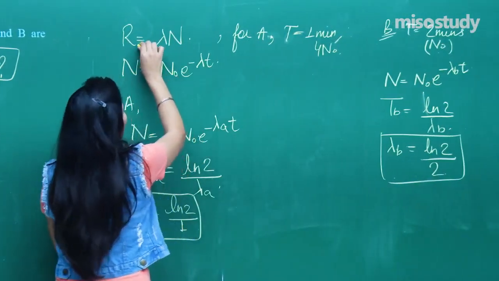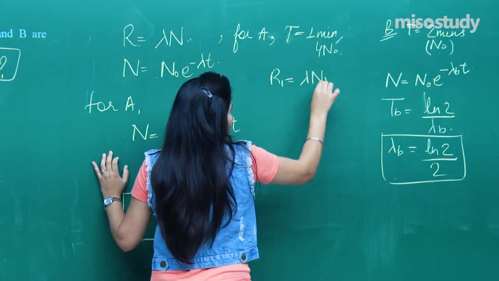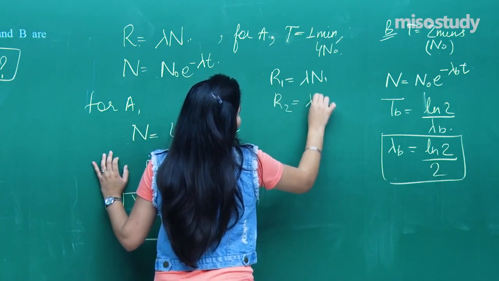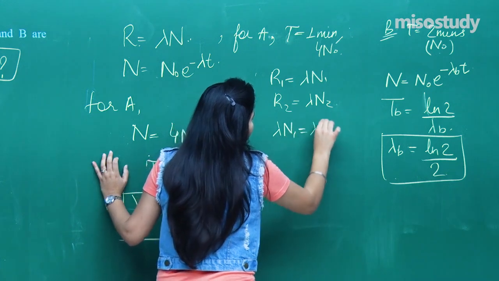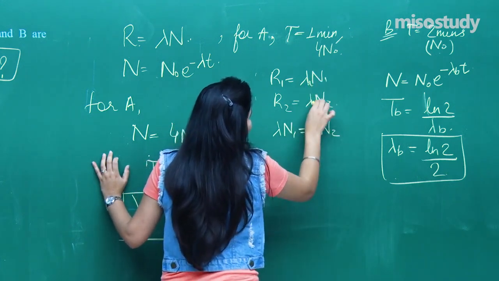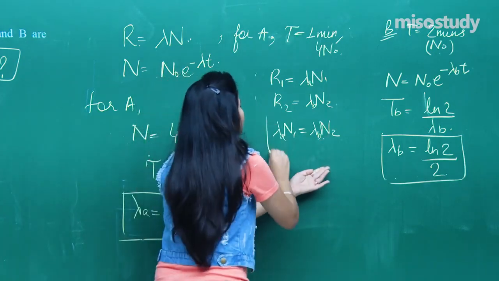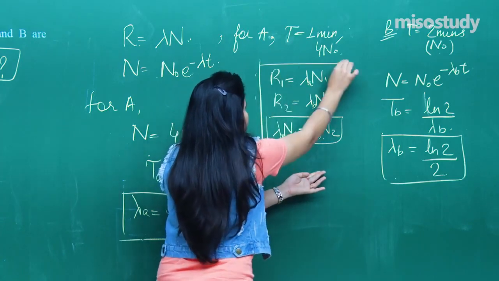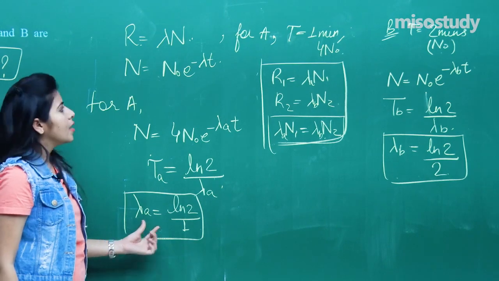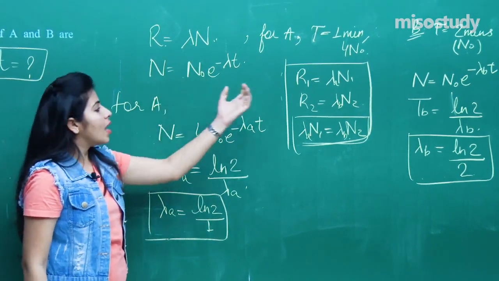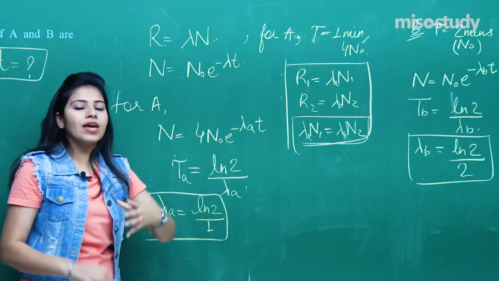Let me just write here R1 equals lambda n1, R2 equals lambda n2, and since this is lambda a and this is lambda b, don't forget that. So we are having this with us. What we have to do is, we just have to put lambda and n that we have got for A into this equation and lambda b and nb into this equation, and we have to equate them.